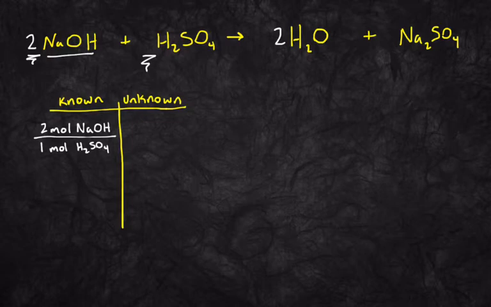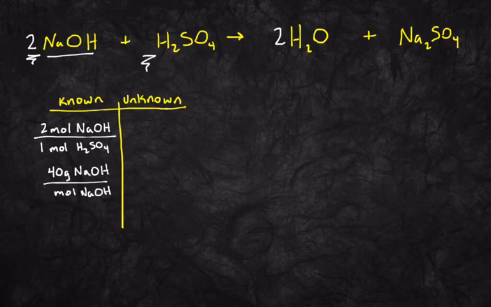Now we have to figure out the molar mass of sodium hydroxide. If we add up, 23 is the molar mass of Na, plus 16 is the molar mass of oxygen, plus 1 is the molar mass of hydrogen, you get 40 grams NaOH per mole NaOH. I'm going to write that down in what I know.